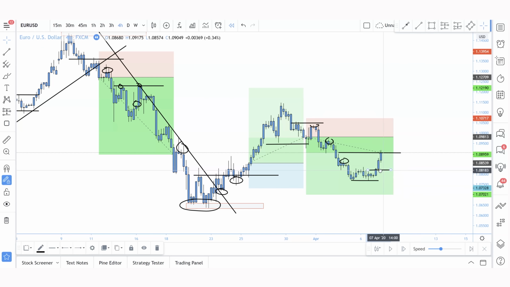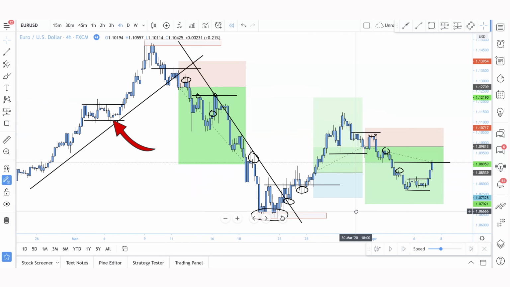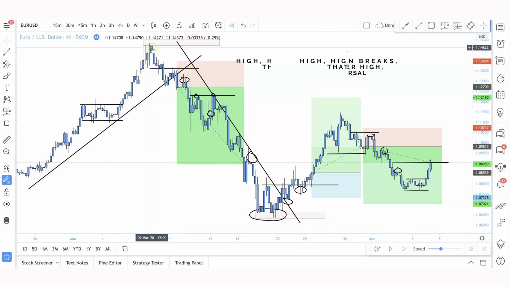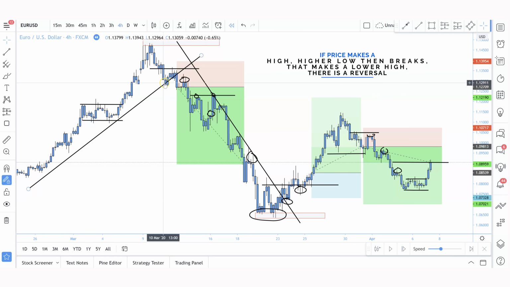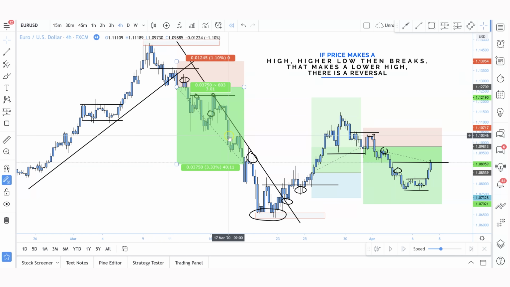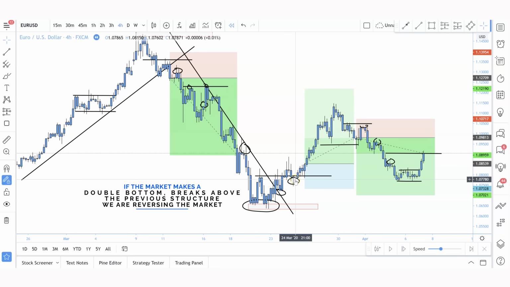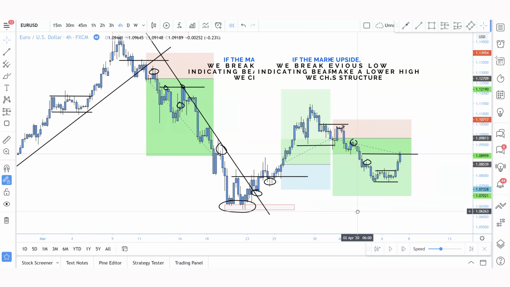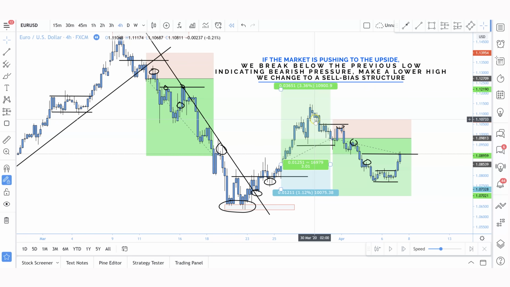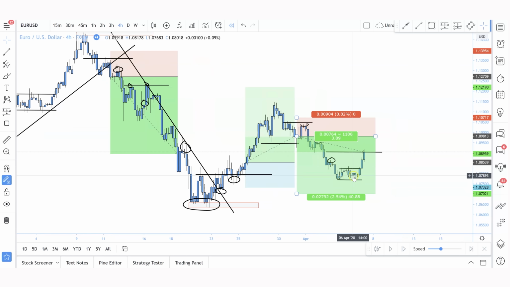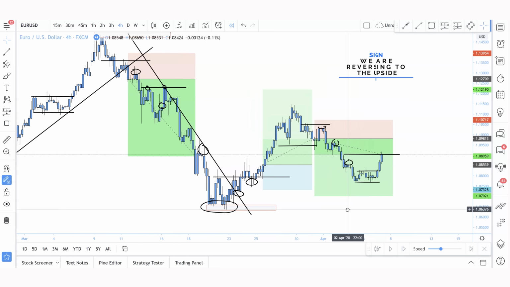So now the examples that we've seen here, the three examples, is price stalling. If we fail to break, then we continue in the trend. If price makes a high, higher low, and then breaks that higher low and makes a lower high, we have a reversal. If the market makes a double bottom, breaks above the previous structure and respects that as a higher low, we reverse in the market. If the market's pushing to the upside, we break below the previous low, indicating bearish pressure, and then make a lower high, we change to a sell-buy structure. And again, if we consolidate and we don't break the previous low and start breaking the previous highs, then there's a strong sign that we're reversing to the upside.